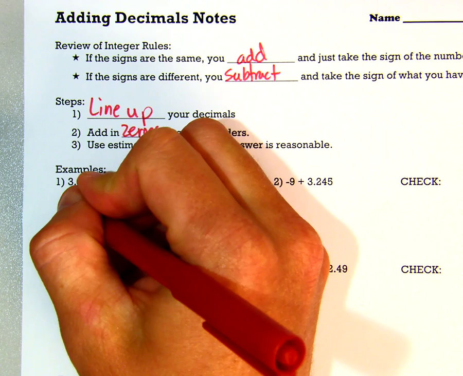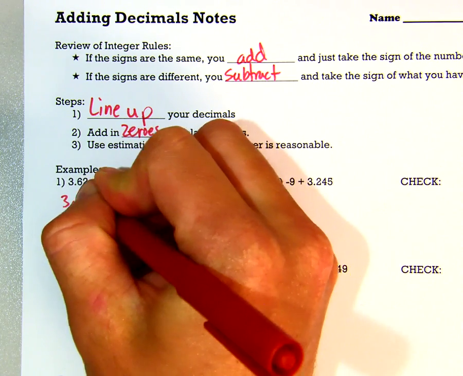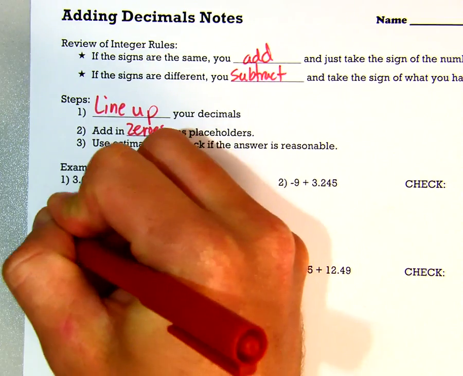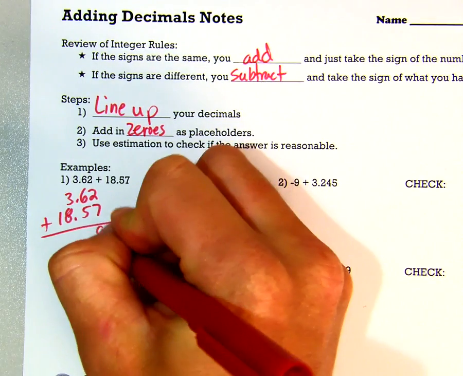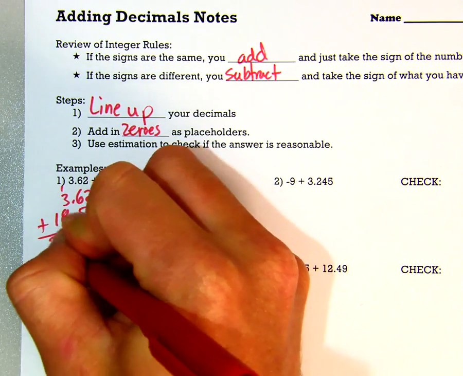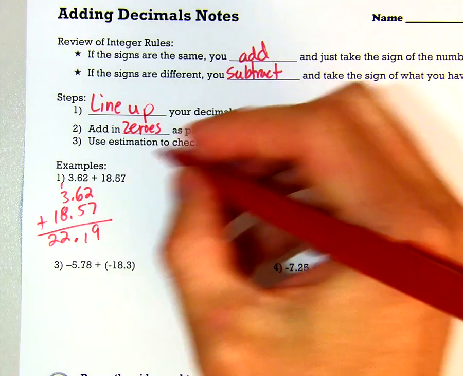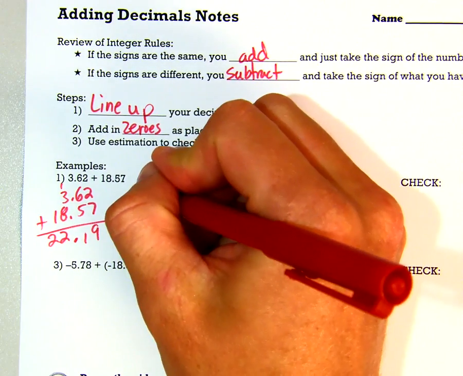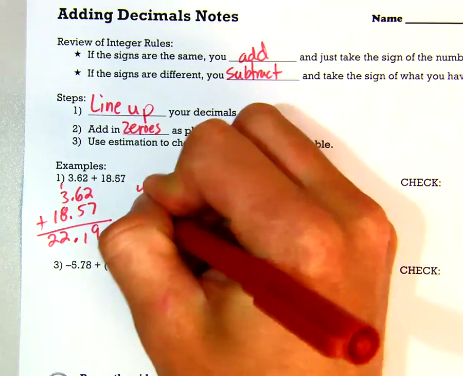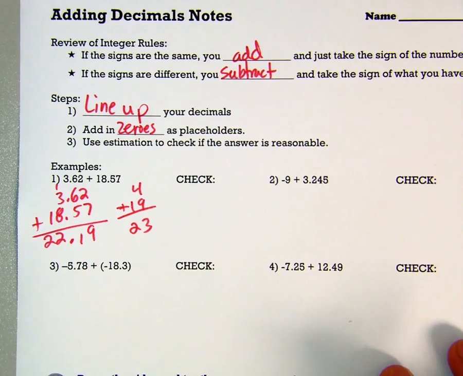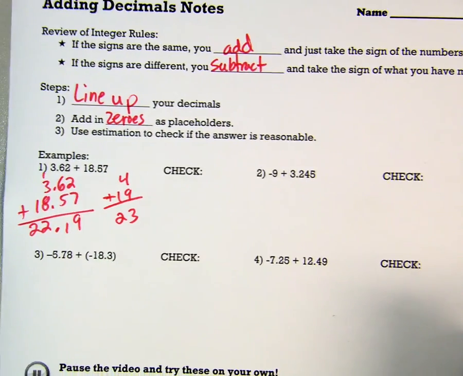I'm going to line these up, making sure that my decimal's in the same place value. I get 22.19. I'm going to estimate to make sure that it's reasonable. So 3.62 turns into 4, 18.57 turns into 19. Add them together, and I get 23. And so yes, those are close, so it is a reasonable answer.